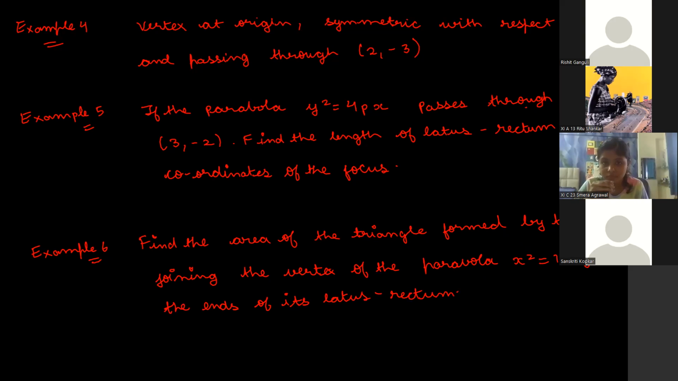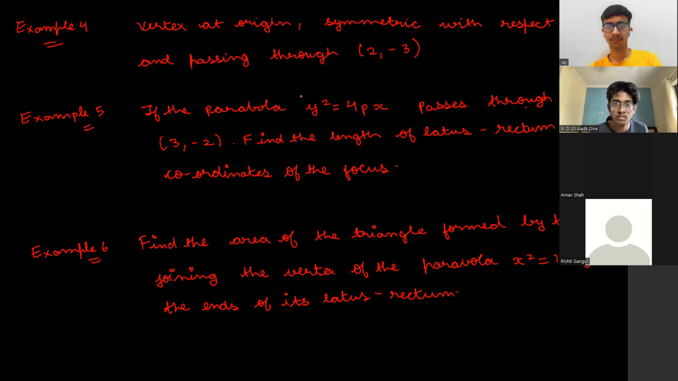Since it's y squared equals 4px, would the formula now be 4p for the latus rectum and all? You can calculate the value of p now because you have the coordinate. Then p would be considered a for this case, right? Yes, of course. Smera correct, Rishit correct for the fourth one.